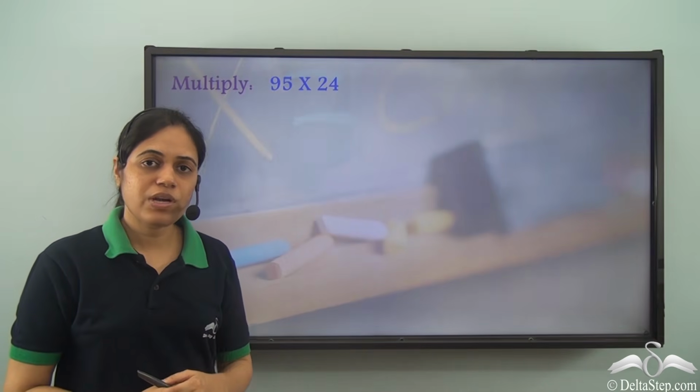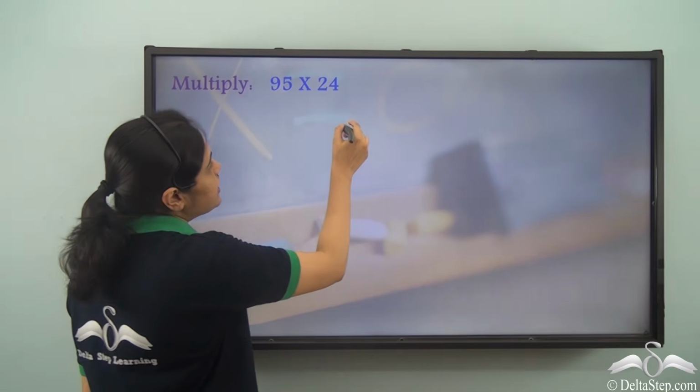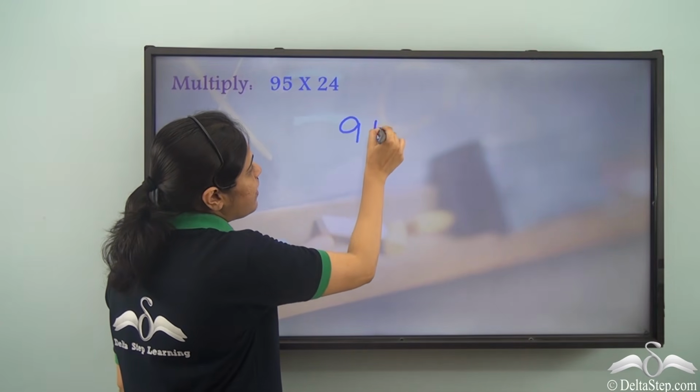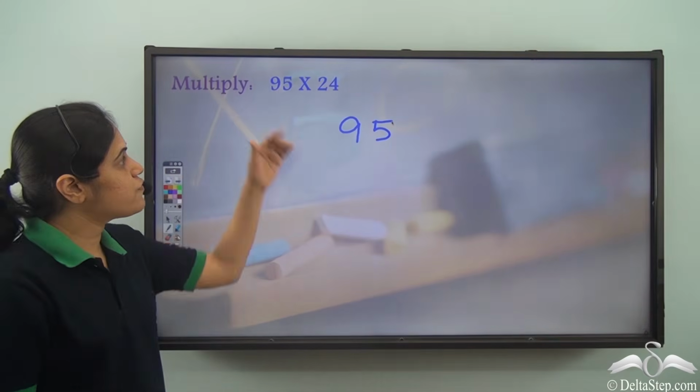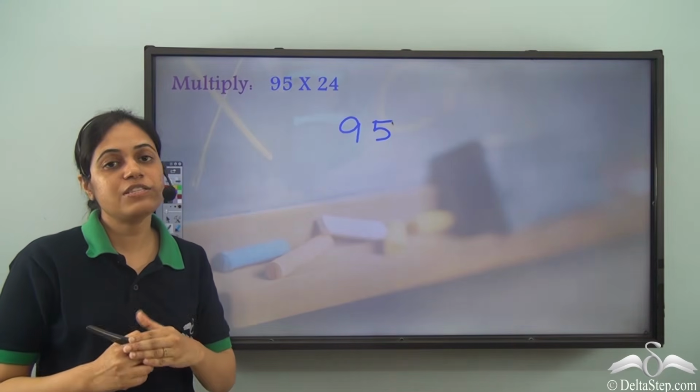Now what about these two numbers? Let us multiply these two numbers: 95 into 24. First I need to write down the numbers one below the other.